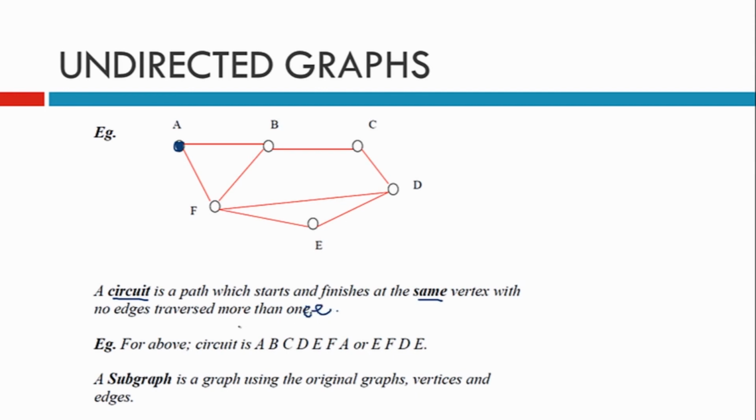So for the above example, here's an example of a circuit, and I'm starting at A, B, to C, to D, to E, to F, and back to A. I've only travelled along each vertex once. Or I could go E, F, D, and back to E. Okay, but we should incorporate all the vertices.